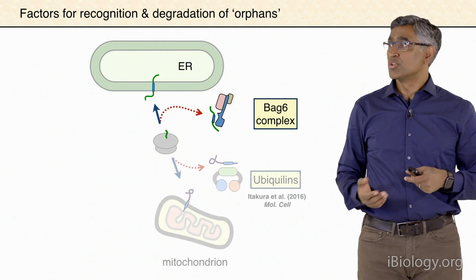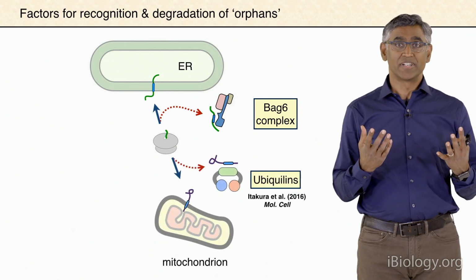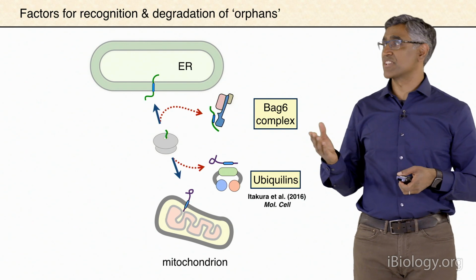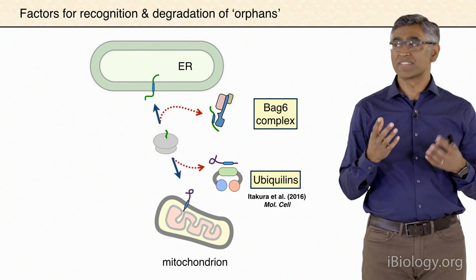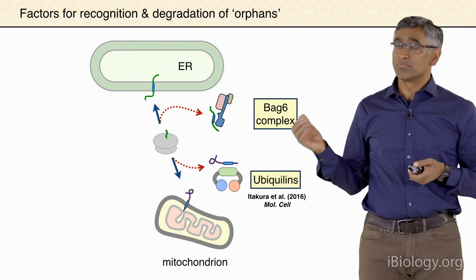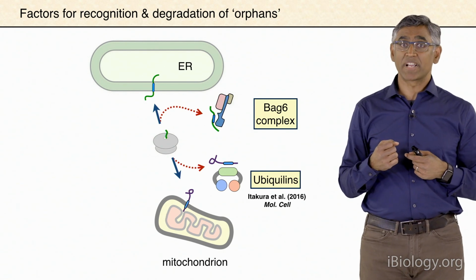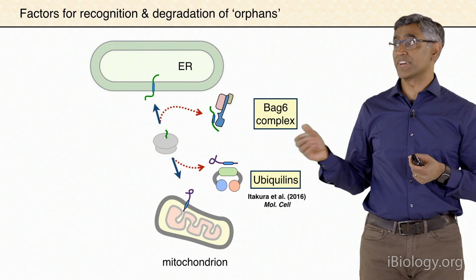For example, proteins also go to mitochondria. And when we looked, Eisuke Itakura in the lab found a set of factors called ubiquilins that seem to recognize membrane proteins destined for mitochondria and targets them for degradation.